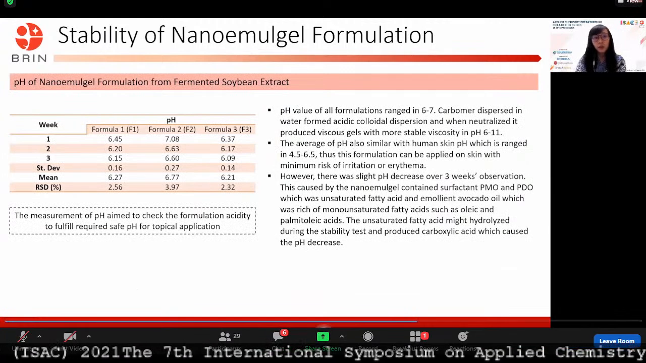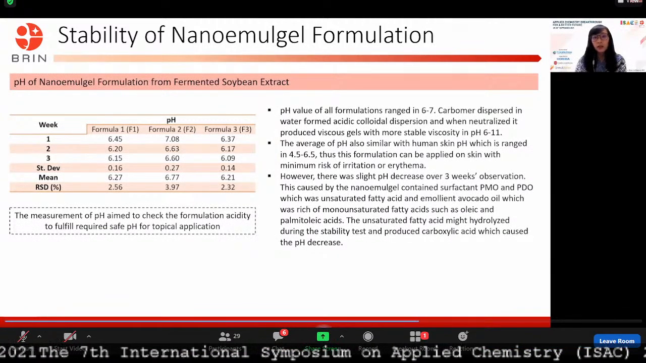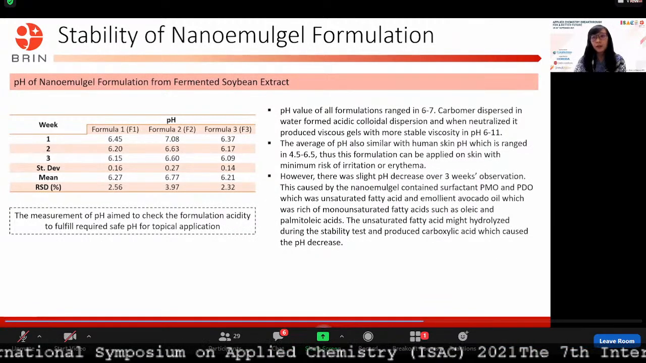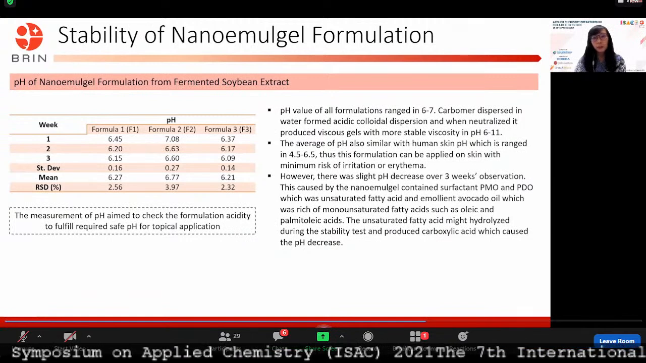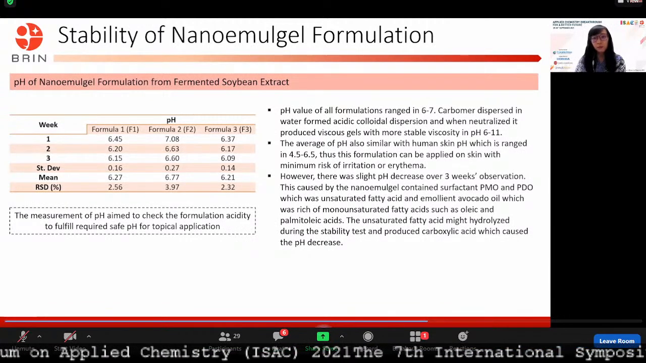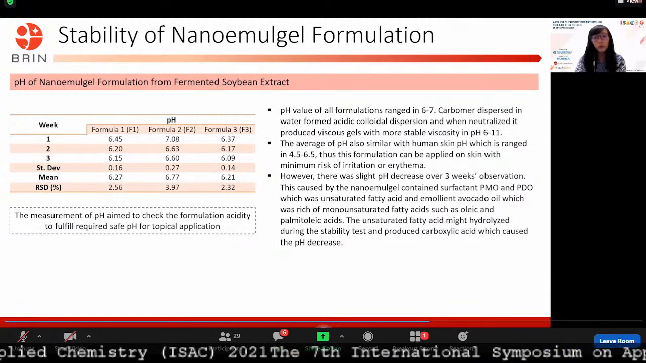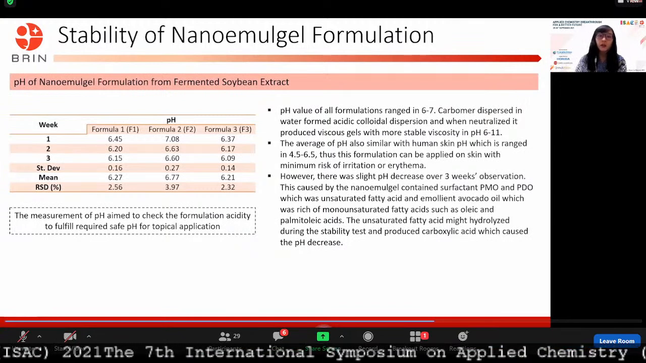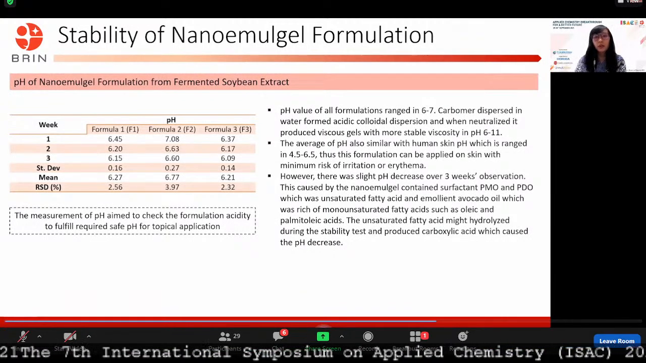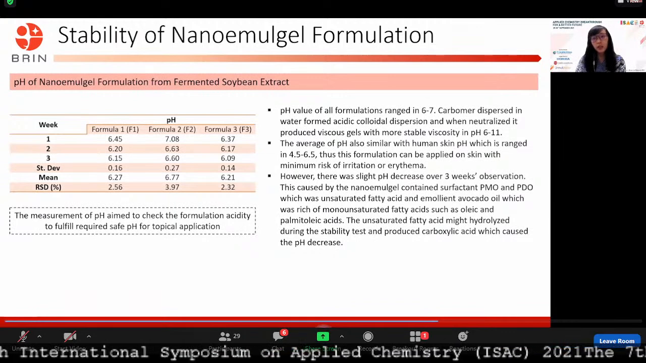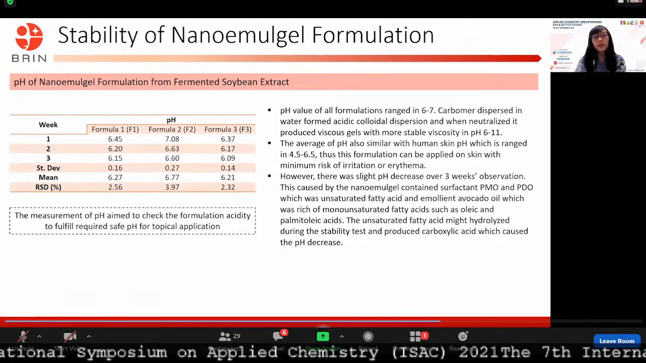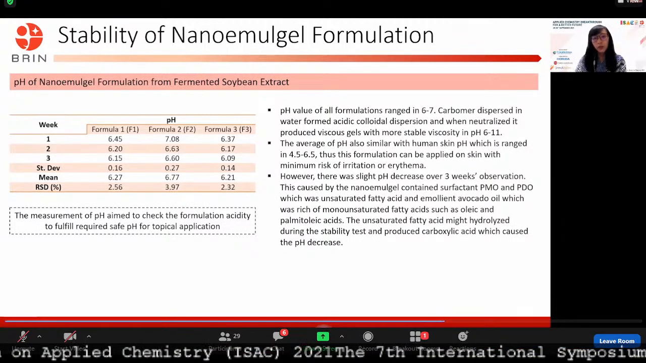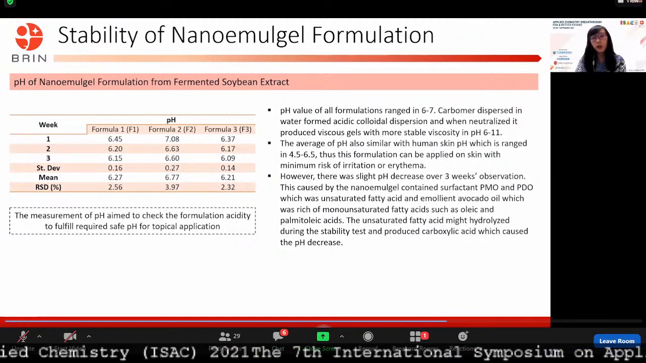This is the pH value of the formulation. It ranged from 6 to 7. Carbomer dispersed in water forms an acidic colloidal dispersion, and when neutralized it produces viscous gels with more stable viscosity at pH 6 to 11. The average pH is also similar to human skin pH, which ranges from 4.5 to 6.5. Thus, this formulation can be applied on skin with minimum risk of irritation or erythema.